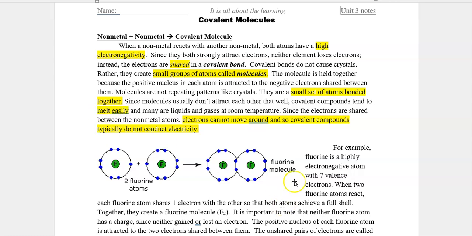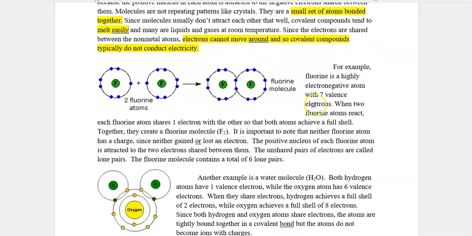Let's do melt easily as well. For example, fluorine is a highly electronegative atom. Here we have 2 fluorine atoms with 7 valence electrons. When 2 fluorine atoms react, each fluorine atom shares 1 electron with the other so that both atoms achieve a full shell. So that's what this is showing right here.